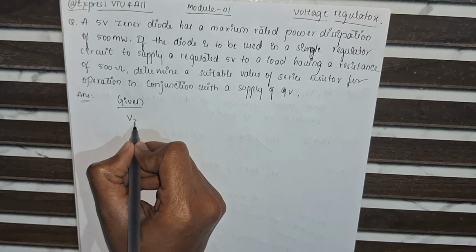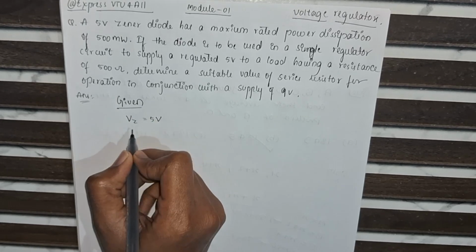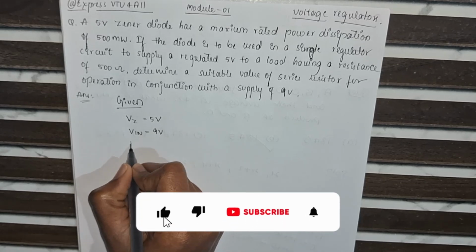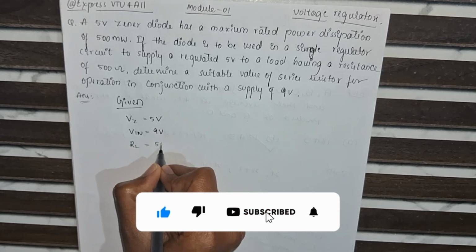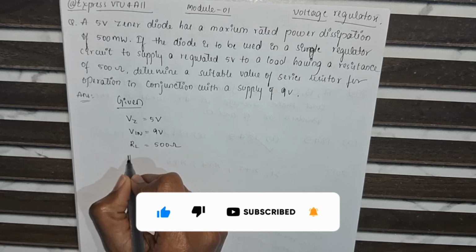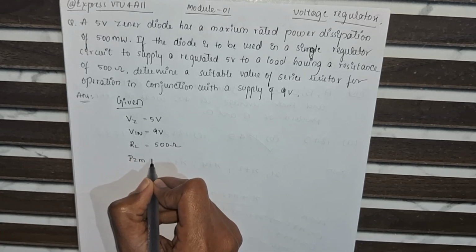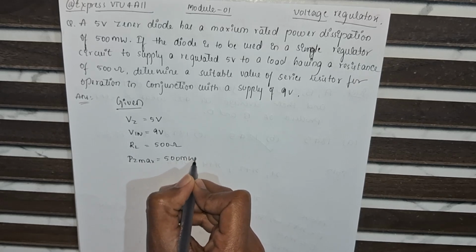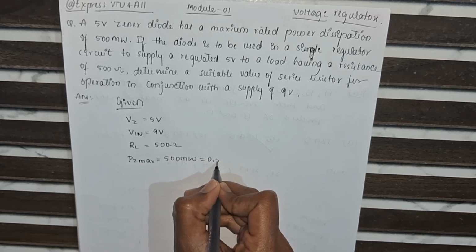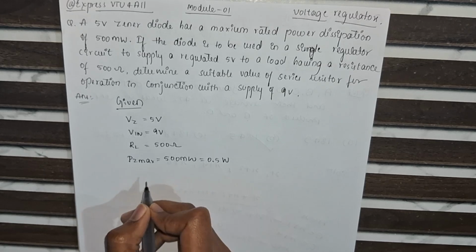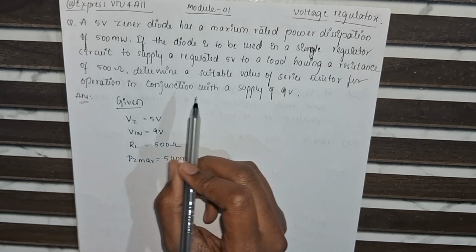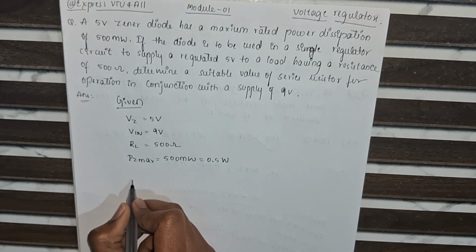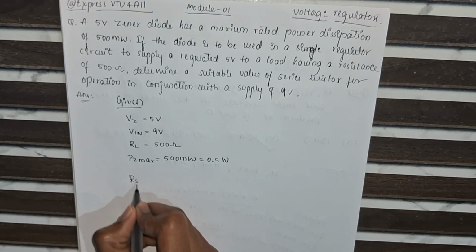So the values given in the question are: the Zener voltage is 5 volt, input voltage is 9 volt, load resistance is 500 ohm, and maximum Zener power is 500 milliwatt, which we will convert into 0.5 watt. So first we need to find out the series resistors. First is the maximum series resistor, which we need to find out.